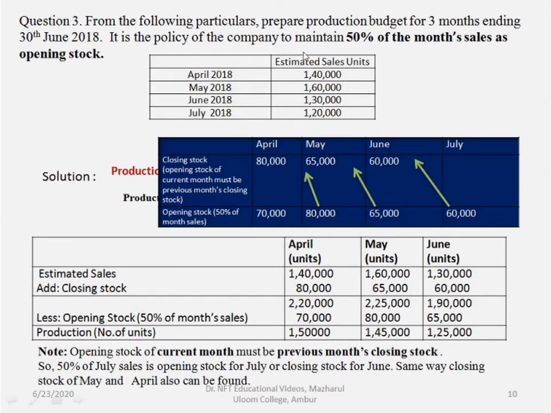So estimated sales are recorded as 1,40,000, 1,60,000 and 1,30,000 for the 3 months, April, May and June. Now we have to add up the closing stock. In the question it is mentioned that 50% of month sales is the opening stock. So we'll prepare the working note here so that things get clearer. So opening stock is 50% of month sales. So 50% of 1,40,000 is 70,000.